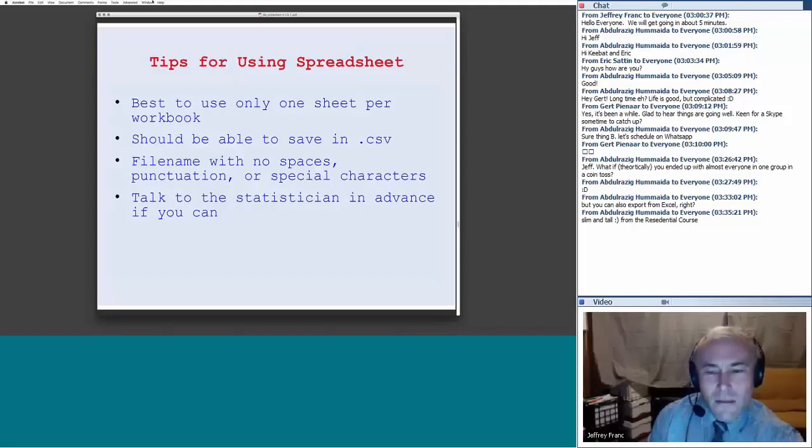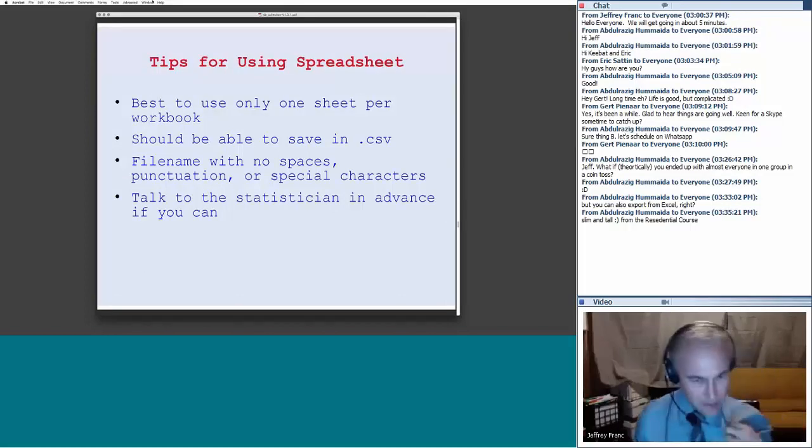We are going to save them as .csv, which is comma separated value. All of your common spreadsheet engines, whether you use Excel, or Numbers, the Apple one, or even old school Lotus 123, can always save in comma separated value. Most statistics packages will use old school DOS type file names, so there are no spaces or punctuation or special characters in the file name.